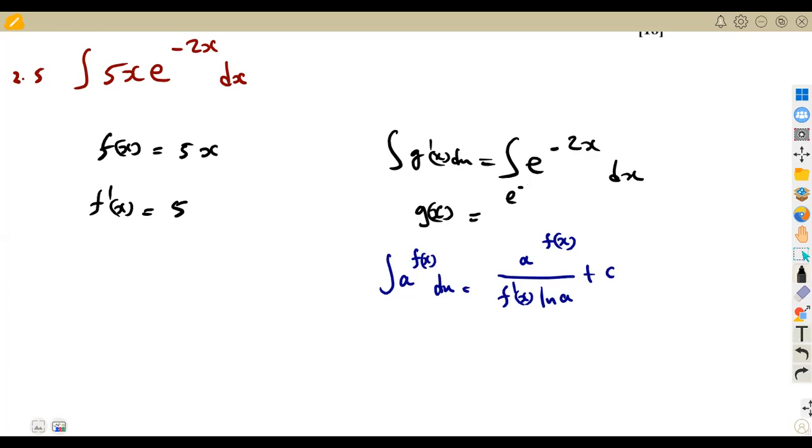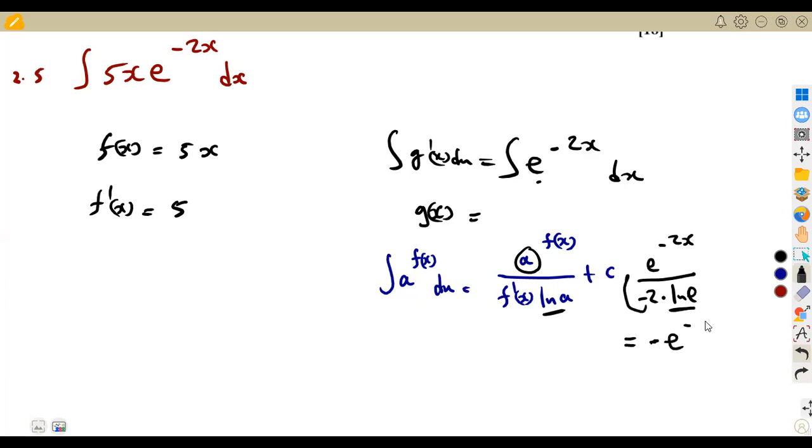If I was to use this formula here, it was going to be like this. E, which is a, here, e to the exponent of minus 2x over the first derivative, which is negative 2, times the ln of a, which is the ln of the base, which is the ln of e, and ln e is 1. Remember that ln e is 1. So we can take the negative on top, as I always say, so it's going to be minus e to the exponent of minus 2x over 2, like that.